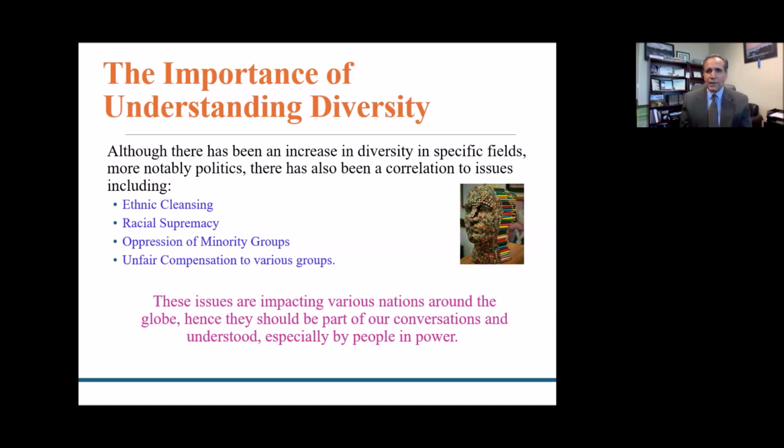groups. This is why we have a gap in terms of compensation between men and women in most nations. These different issues are impacting various people groups and nations around the globe. So that's why it should be part of our conversations, and they should be understood, especially by people in power who can do something about this in order to have a more fair workplace for all of their employees.